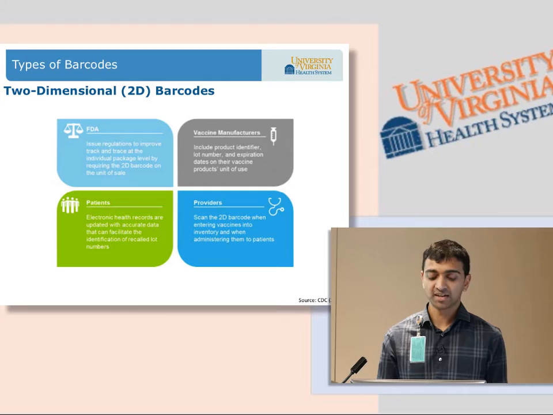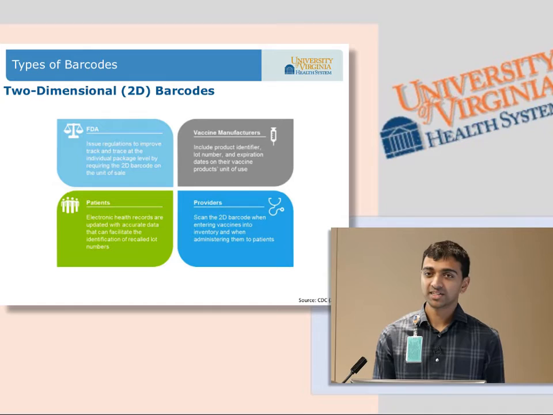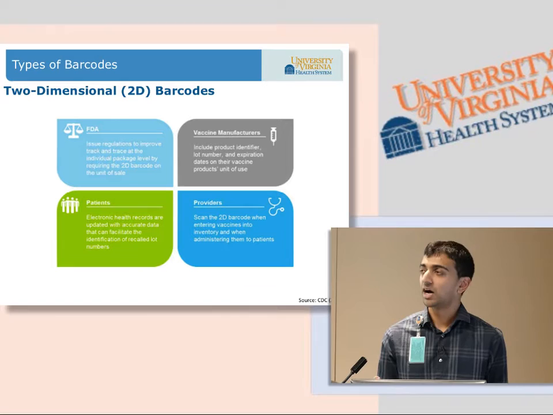So with this, people have just been handwriting the lot number and expiration date. But when these two-dimensional barcodes came out, they noticed that they could actually just put that information into the barcode. And from that, they saw an increased compliance in that documentation, as well as an improvement in the accuracy and completeness of the documentation. So in 2013, there was a Drug Supply Chain Security Act from the FDA, which mandated that all vaccines have that two-dimensional barcode to allow increased compliance for that documentation.